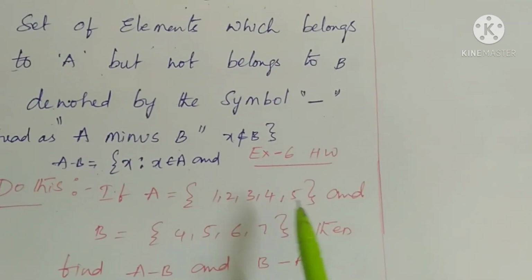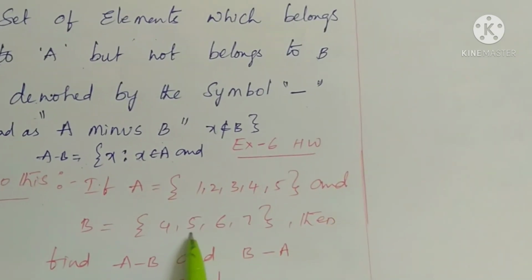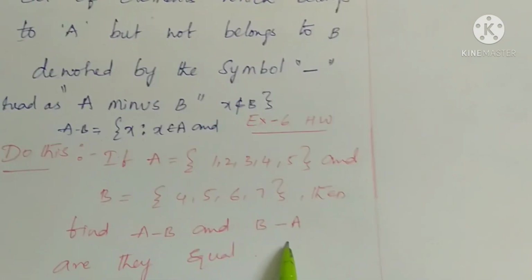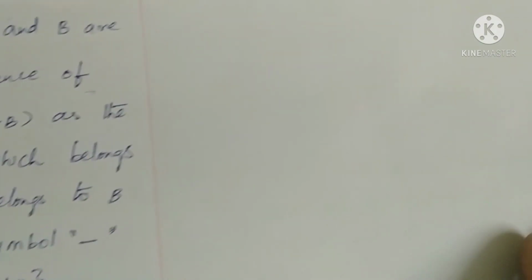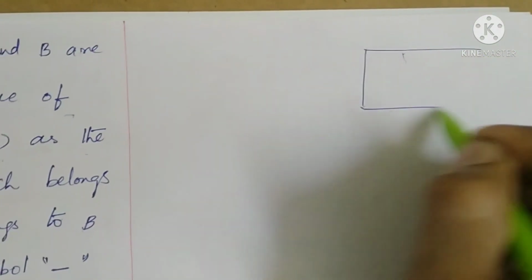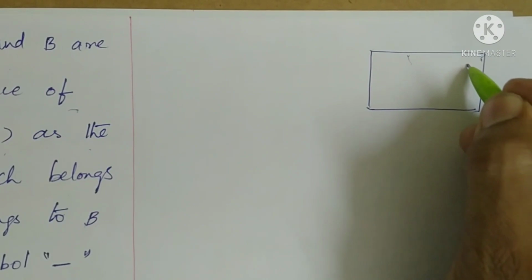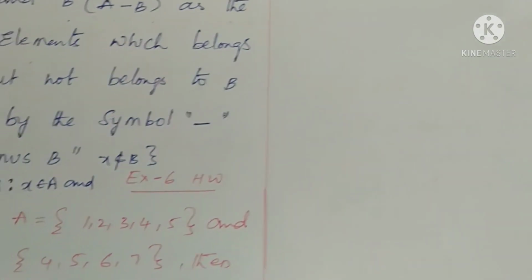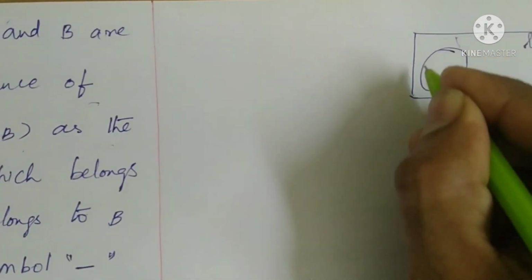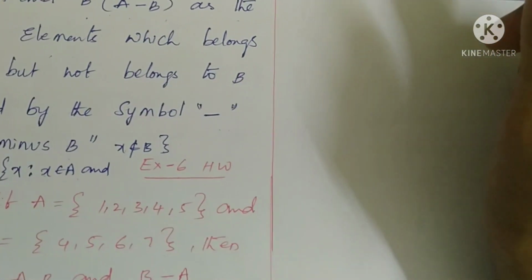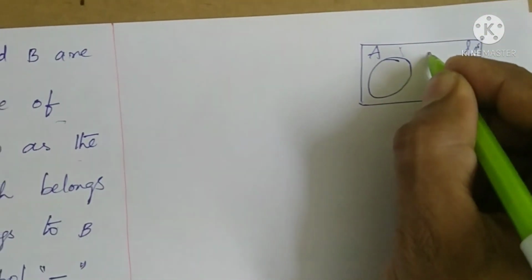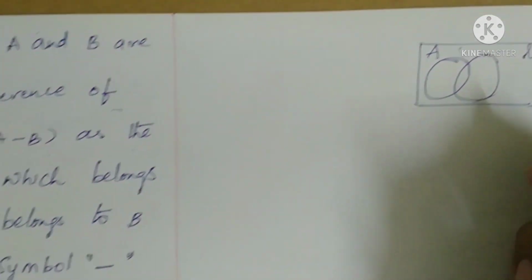First one: if A is equal to {1, 2, 3, 4, 5} and B is equal to {4, 5, 6, 7}, then find A minus B and B minus A. Are they equal? Justify your answer. So here this is the universal set. A is equal to {1, 2, 3, 4, 5}. B is equal to {4, 5, 6, 7}.